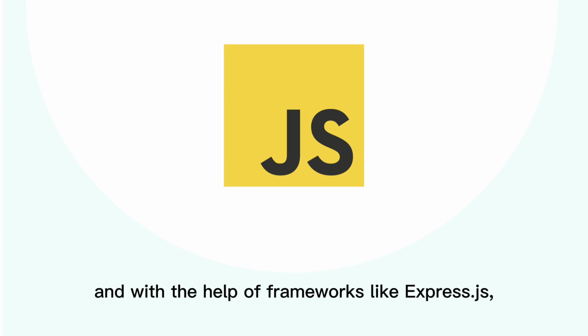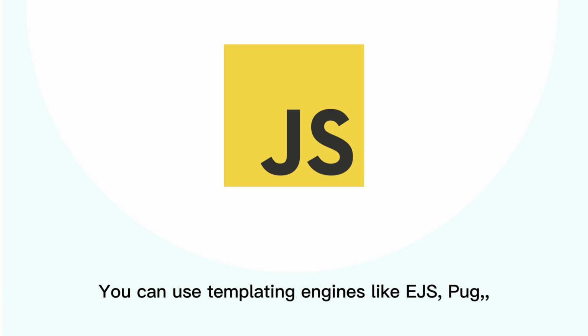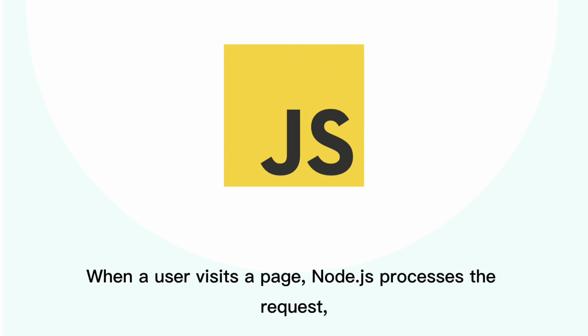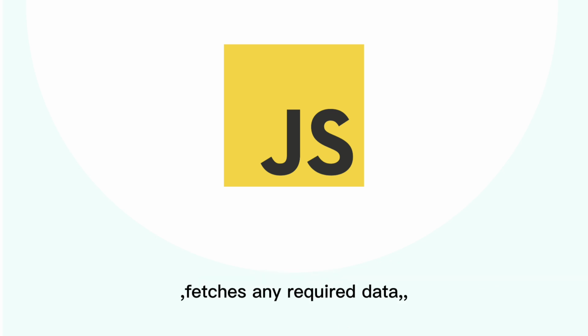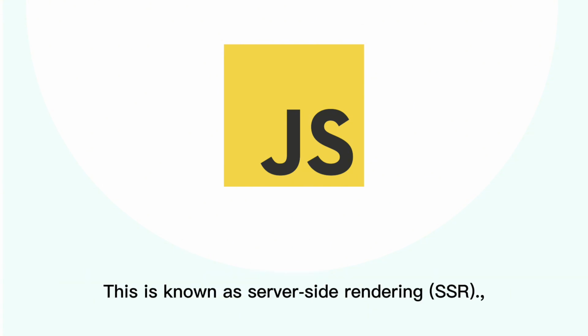And with the help of frameworks like Express.js, you can create routes, handle requests, and send back HTML responses. You can use templating engines like EJS, Pug, or Handlebars to mix HTML and JavaScript logic. When a user visits a page, Node.js processes the request, fetches any required data, and then renders the final HTML output before sending it to the browser. This is known as server-side rendering, SSR.